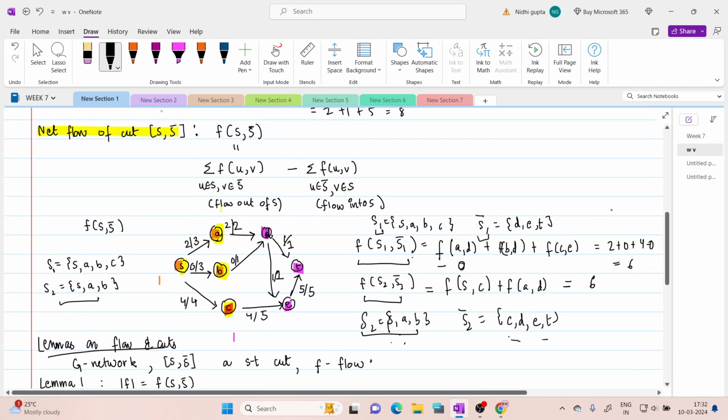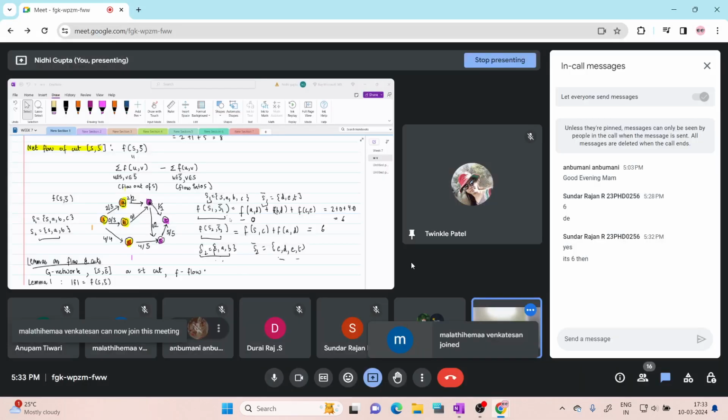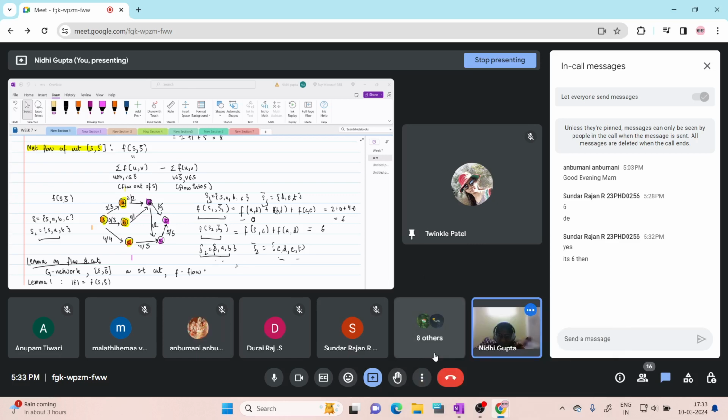Does everyone understand the definition of net flow of a cut? If S, S bar is a cut, the net flow of a cut is flow out of S minus flow into S. By flow out of S we mean all those edges going from S to S bar, so the first vertex is in S and the second vertex is in S bar. Flow into S means we look at S bar to S. So this is net flow.